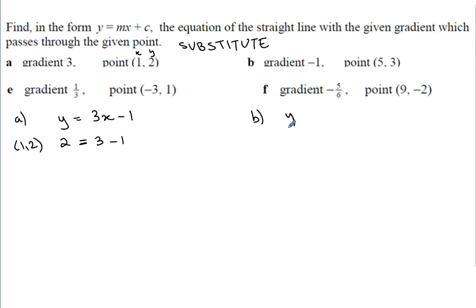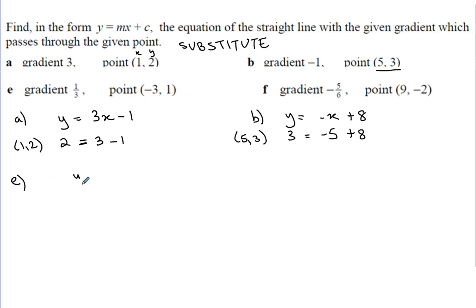So here we know y equals minus 1x, so just minus x. And then substitute that point 5, 3. So instead of y, we put 3 equals minus x, so minus 5. And what do we do to minus 5 to get 3? We add 8, so we've got the equation y equals minus x plus 8. Okay, let's try another one.